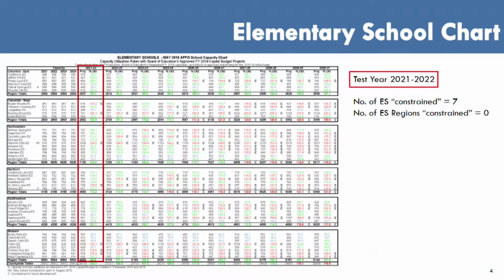I would suggest opening your board reports to look at this chart, but this is the illustration for the elementary school chart. The test year again is 2021. There are 7 elementary schools that are considered constrained, and there are no elementary school regions that are constrained by this chart. The 7 schools that are constrained are Bryant Woods, Running Brook, Hanover Hills, St. John's Lane, Fulton, Pointers Run, and Triadelphia Ridge.